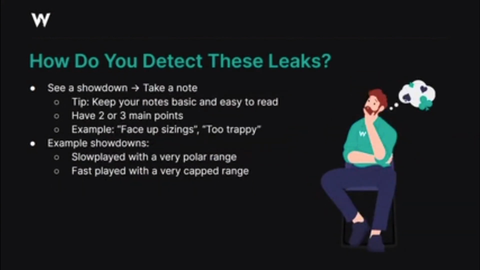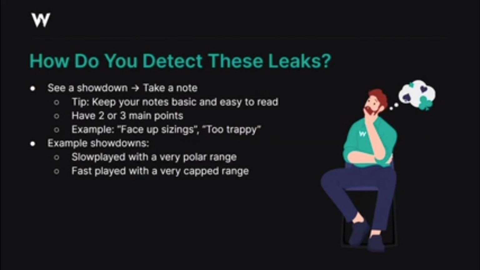Now, the question is, how do you detect these leaks? Do you just assume that everyone makes them, or do you play in a certain specific way against population, or do you look at the HUD stats, or what do you do? Well, everything can be used, like the HUD stats or general population tendencies, in order to detect these leaks. But I would say that the main way is going to be showdowns, because with HUD stats, for example, this is difficult to gather data on, right?